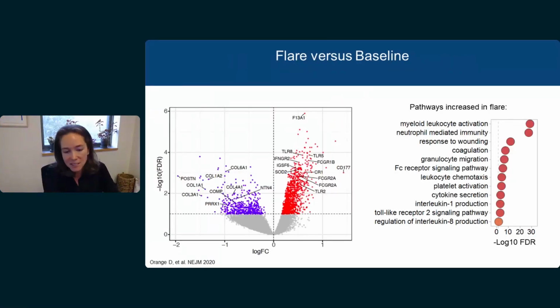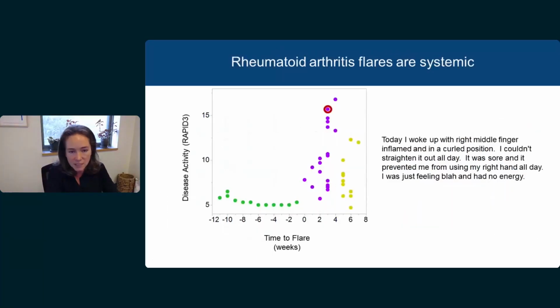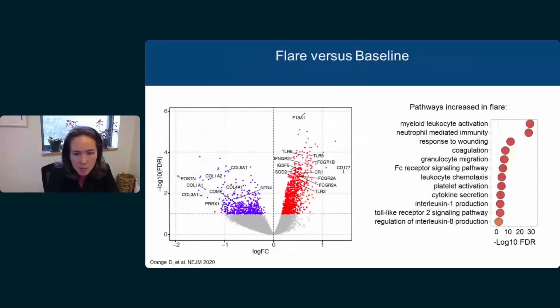So here's what the data looks like when we just look at gene expression data of baseline versus flare, taking all of these purple samples compared to all of the green samples, for example. And what we found was what you might guess would be increased during a flare of rheumatoid arthritis, because it was a lot of innate immune inflammatory genes, like genes representing monocytes and neutrophils and platelets and things that we know are increased during flare.